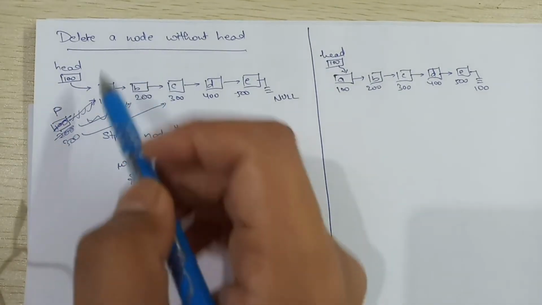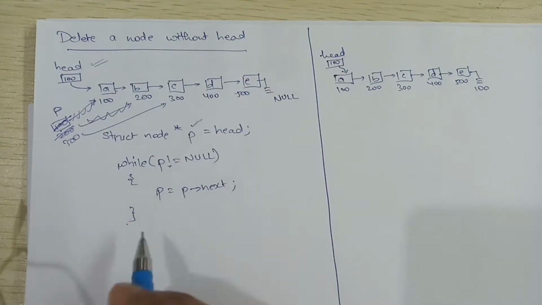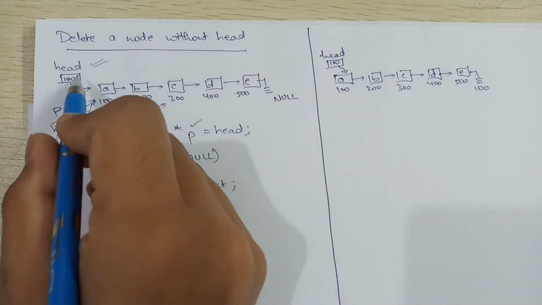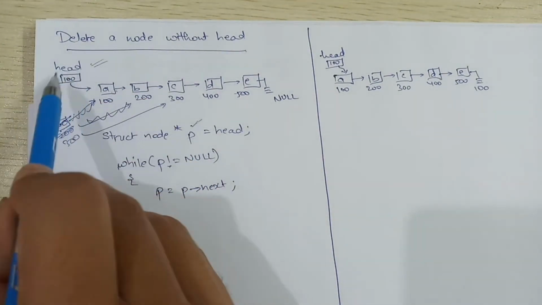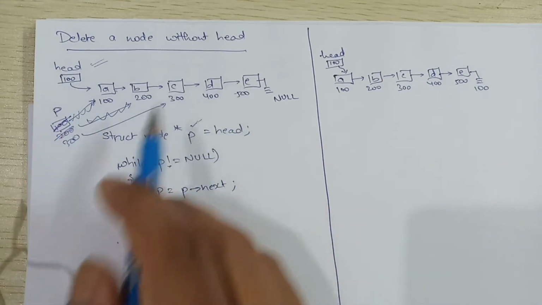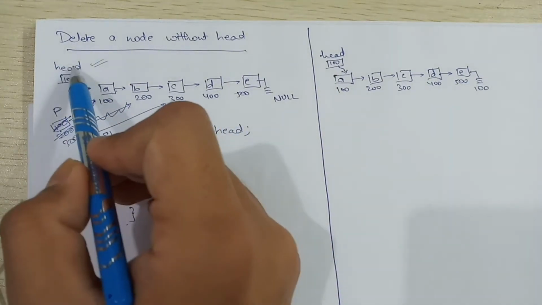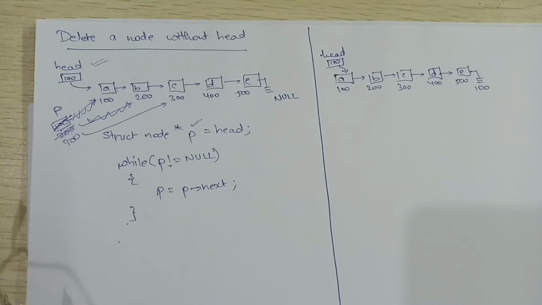So this is the significance of a head pointer, and after the manipulation we also return the head only, so that the main function can traverse the manipulated linked list. So this is why the head pointer is very important.